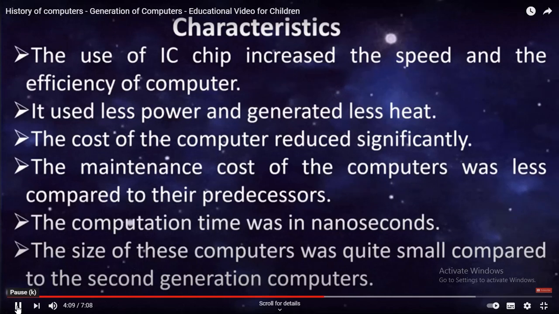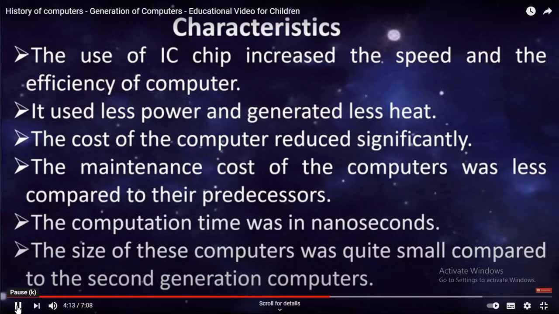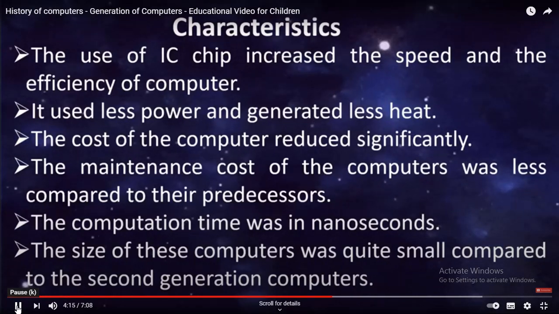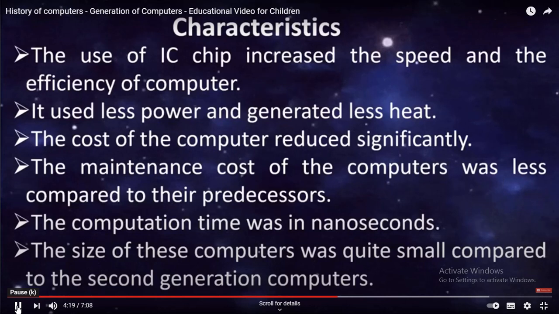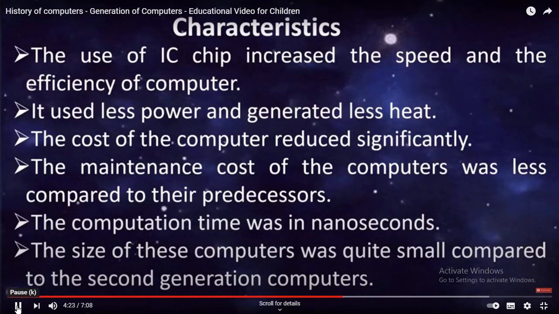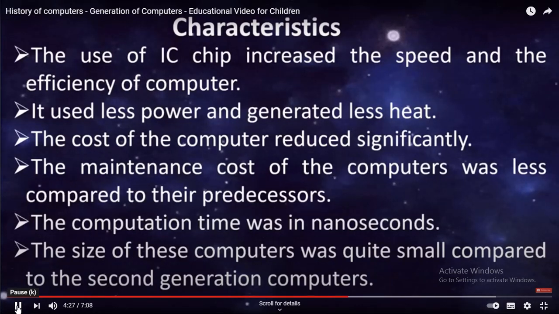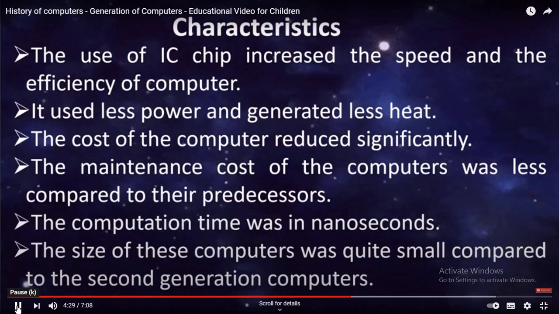Some of the characteristics of third generation computers are: the use of IC chip increased the speed and the efficiency of computer. It used less power and generated less heat. The cost of the computer reduced significantly. The maintenance cost of the computers was less compared to their predecessors. The computation time was in nanoseconds. The size of these computers was quite small compared to the second generation computers.